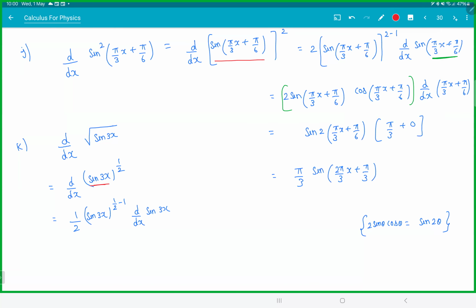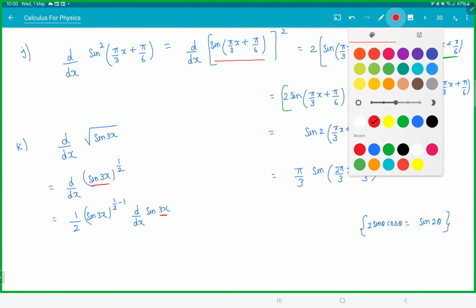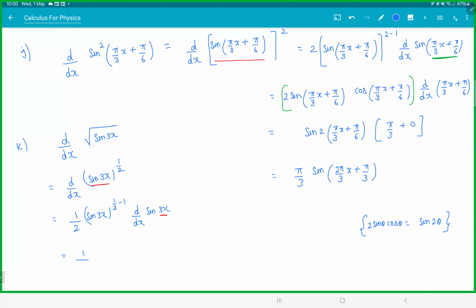So be careful. This is something to the power of. This is sine of something. This is 1 by 2, sine 3x. The derivative of sine 3x would be cos 3x. Then differentiate 3x. So 3 cos 3x by 2 root sine 3x. Check.